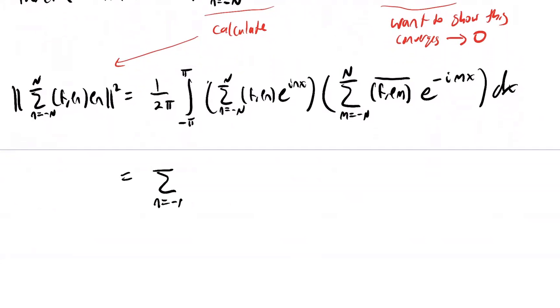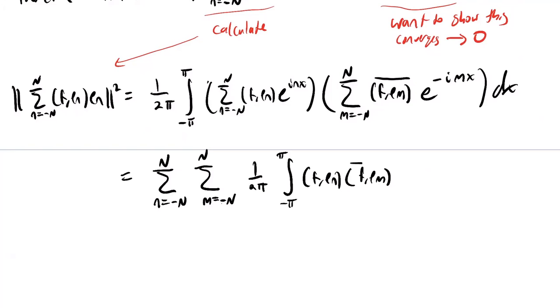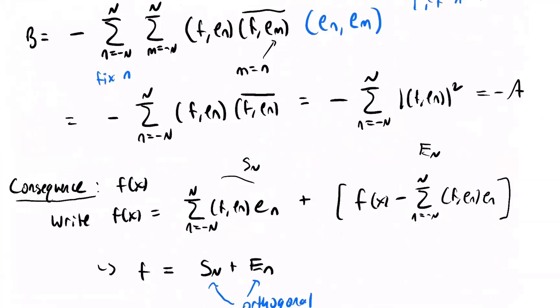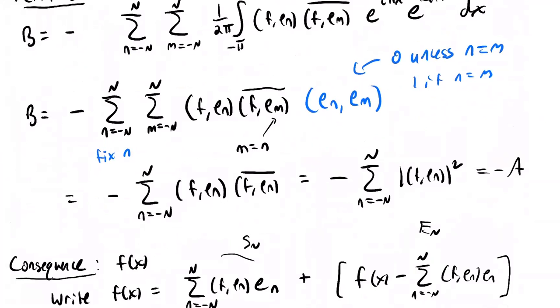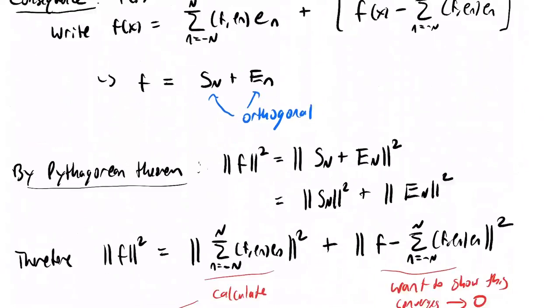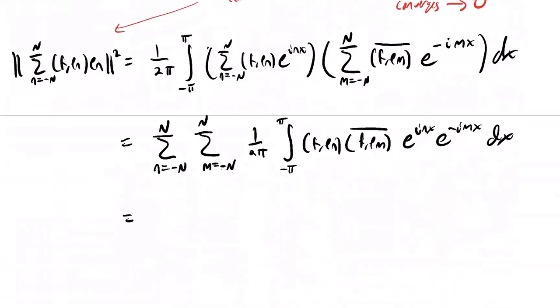If we follow the same algebraic manipulations, I now get a sum over n, a sum over m, 1 over 2 pi times the integral of the product of the respective terms. So I get the mth times the nth coefficient times e to the inx times e to the minus imx dx. This is the same term that we ended up with up here, except for the minus sign. We have a positive sign now rather than a minus sign. And we showed that this term, using orthogonality, is just equal to the sum of the squares of the Fourier coefficients. So using the same argument as in the proof before, this is the sum from minus n to n of the Fourier coefficients, absolute value squared.